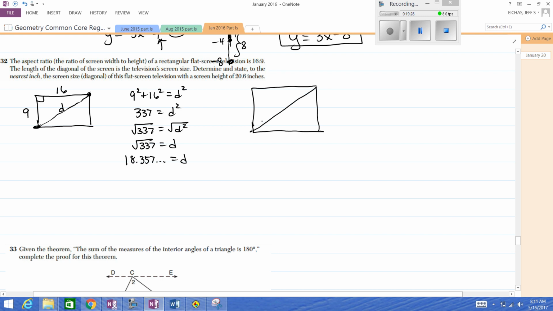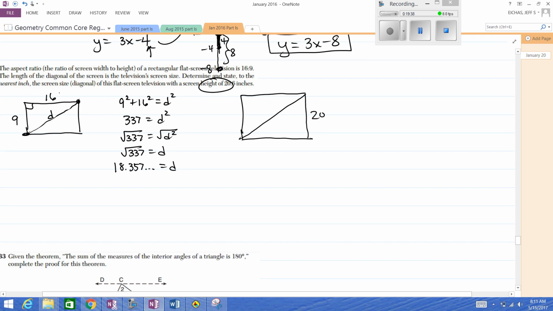Okay. Let's see. I'm going to keep that ratio. Okay, the height of the screen. So we're going to say that's the height, that's the length. The height of this screen is 20.6. Okay. And let's see. If this is 18.357, we want to know the diagonal length. All right, we'll call it X. All right, these are going to be similar triangles. Let's get the same aspect ratio, right? So we're going to say 9 is to 20.6 as 18.357 is to X.